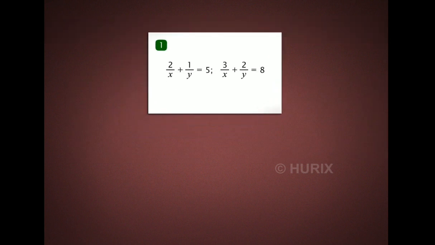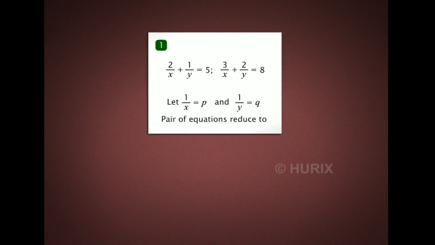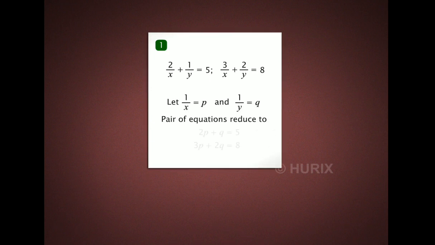For the first pair of equations, we can see that they can be reduced to linear form by taking 1 by x to be equal to p and 1 by y to be equal to q. So, the pair of linear equations in two variables p and q are 2p plus q equal to 5 and 3p plus 2q equal to 8.